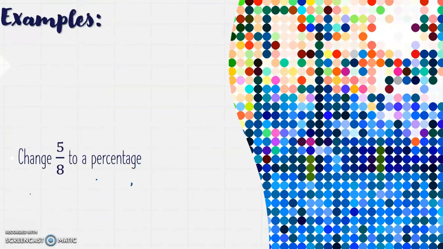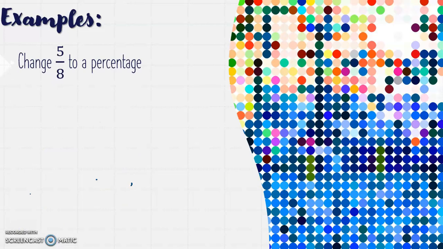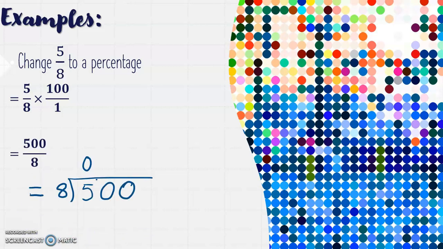So for our examples, we want to change 5 over 8 to a percentage. So we have 5 over 8 times 100, and we put our times 100 as 100 over 1, so they're both fractions. We then multiply our numerators together, so 5 times 100 is 500, and 8 times 1 is 8, to get the fraction 500 over 8. We then write this out as a division because we have 500 over 8, which equals 500 divided by 8.